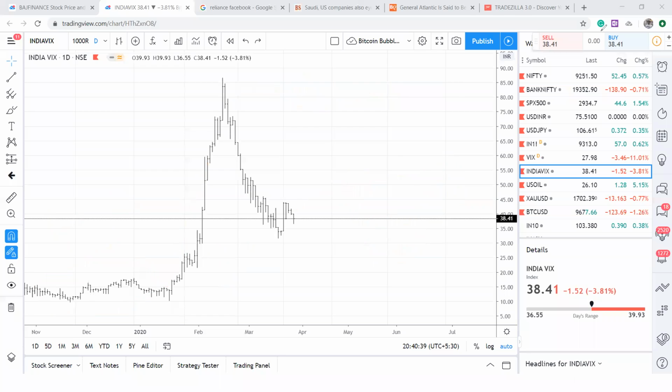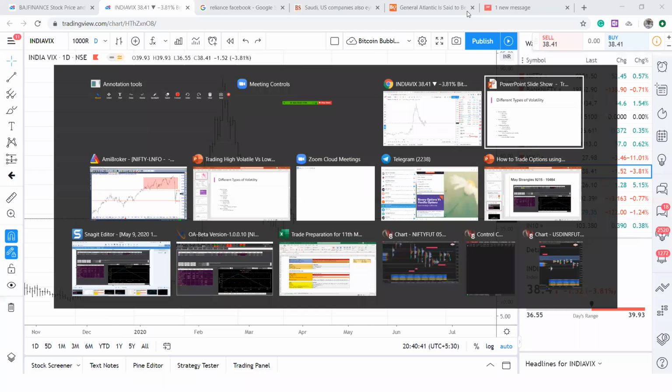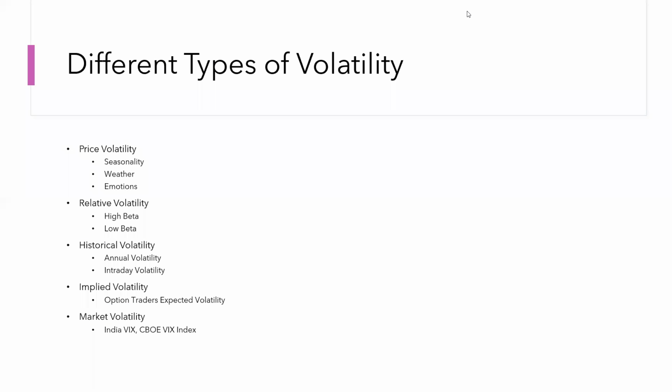Let's go and check what are the different ways of volatility. So we had seen 5 types of volatility. What volatility I prefer to use is indicator-based volatility. We call that realized volatility. And I would also like to use implied volatility and market volatility to get a perspective.